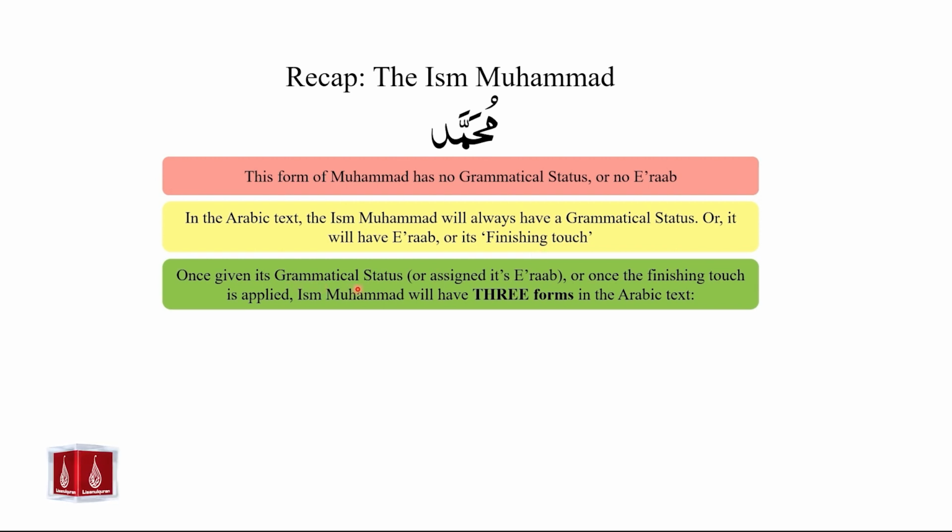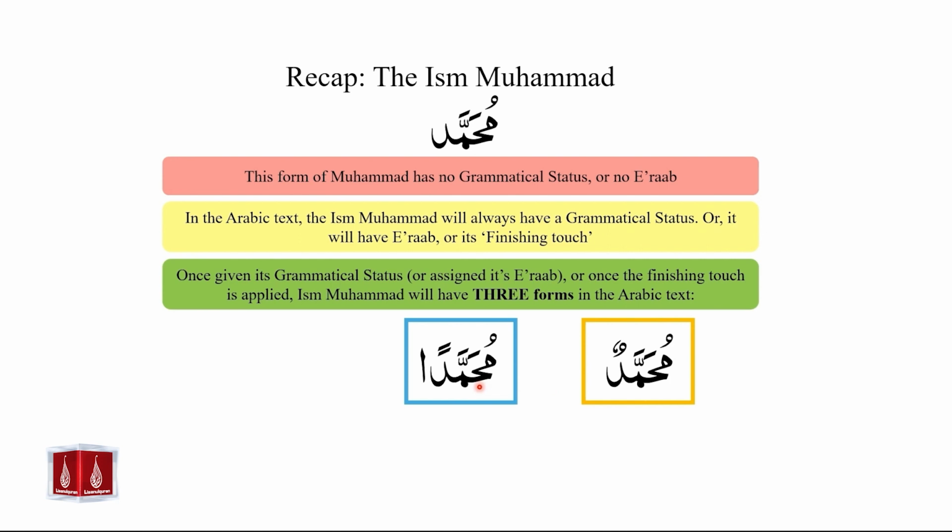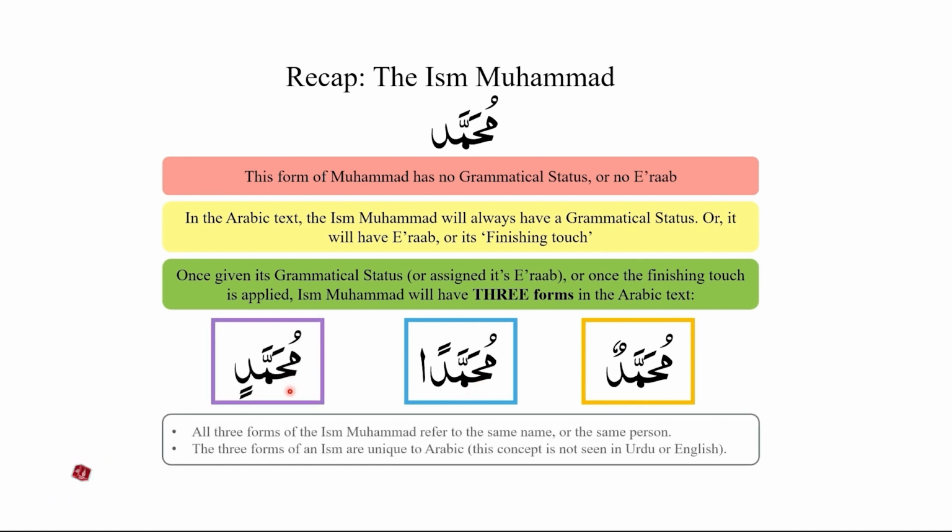Once the grammatical status is given to Ism Muhammad, the Ism will have three forms in the Arabic text. These three forms are Muhammadun, Muhammadan, Muhammadin. Please note that all three forms of Ism Muhammad will refer to the same person or to the same name.